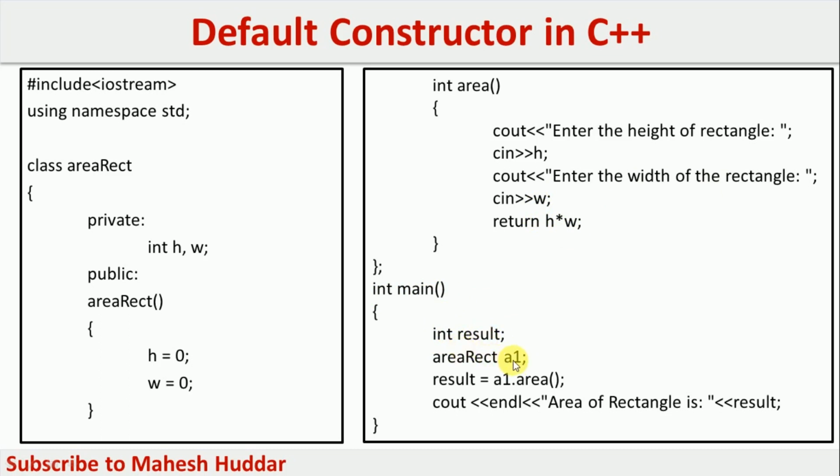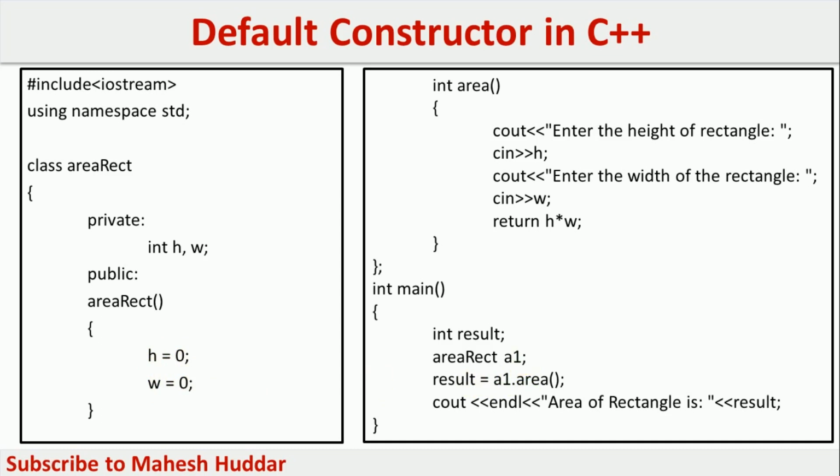The name of the object is a1. Whenever you create an object, the constructor will be called. In this case we are not passing any parameter to a1, so the default constructor will be called. In the default constructor we have initialized the data members, h and w, to 0, which means that a1.h is 0 and a1.w is 0 in this case.